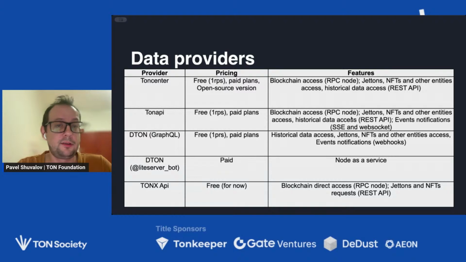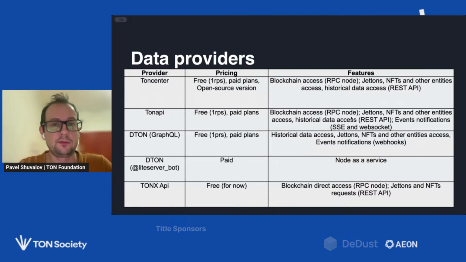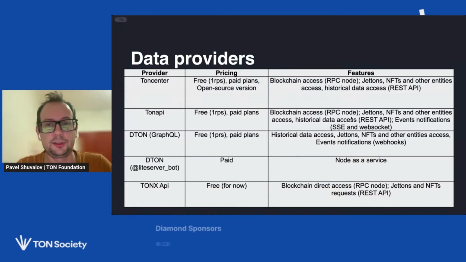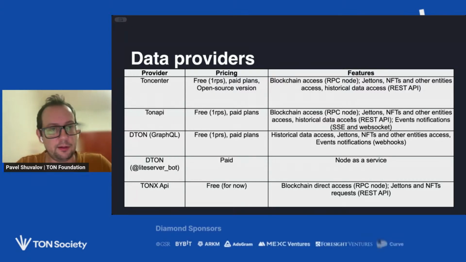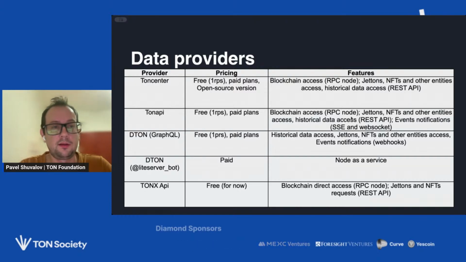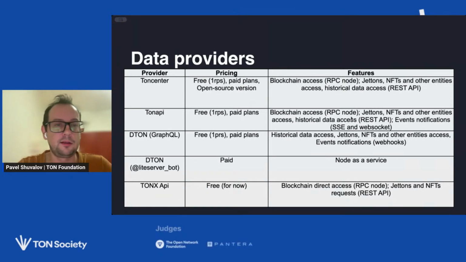Another major data provider is TON API. It also has free and paid options, includes the same feature set as TON Center, but also it allows you to build streaming architecture because they have event notifications. Also, I would like to mention DTON. It also has the same features, but DTON provides you with a GraphQL interface, and in some cases it's very convenient because you can build quite complicated queries that are almost impossible with REST API.